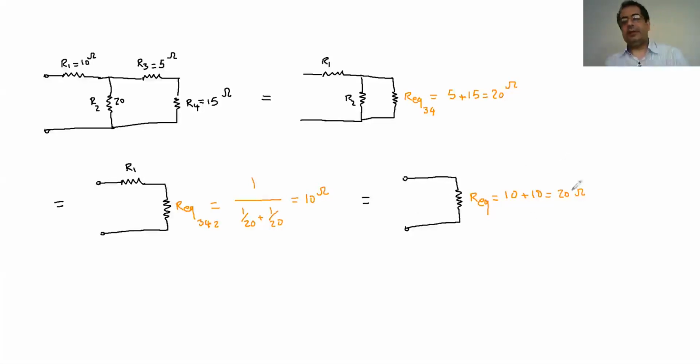So this is the eventual result when we simplify this circuit. Then we start to analyze the circuit from this point, and then we go back to this, and then we go back to this, and then we go back to this one. In the example, we'll see how we will do that.